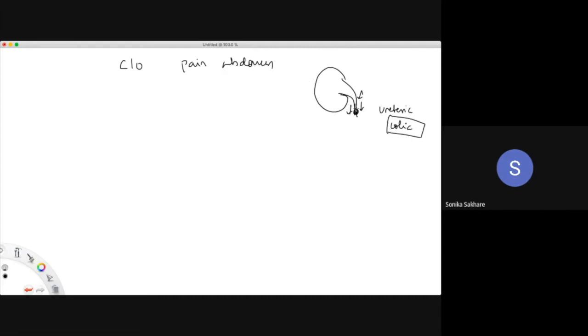Or because of the stone, there's already enough back pressure over here. The kidney is enlarged, and the renal capsule is stretched. There is stretching of the capsule. So there are two reasons for pain abdomen: one is the colic, two is the stretching of the capsule. Is that clear?